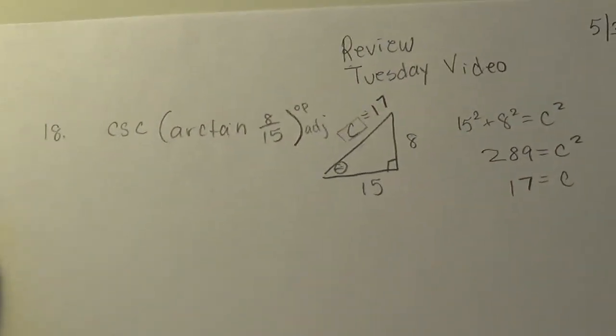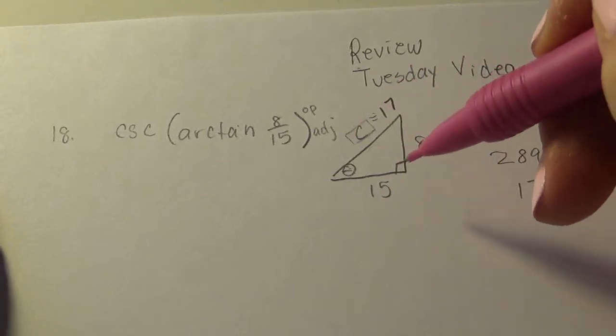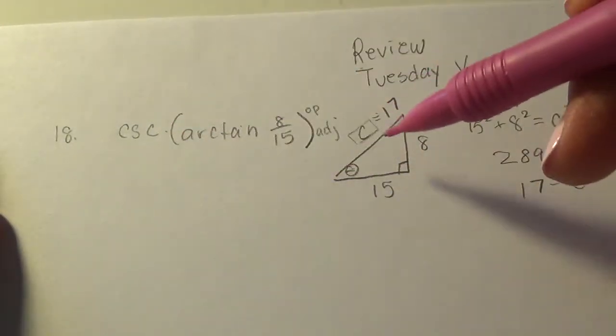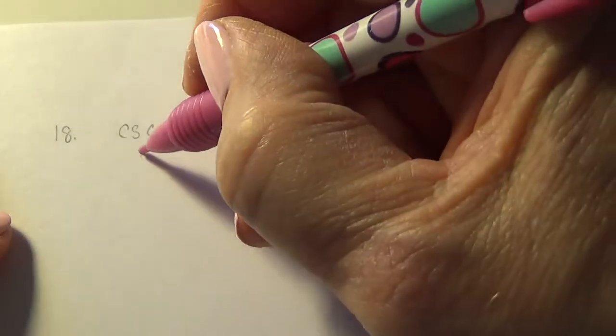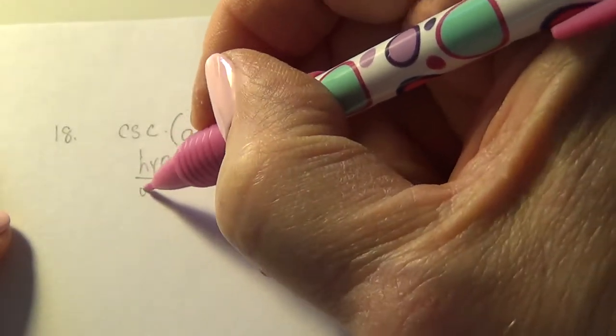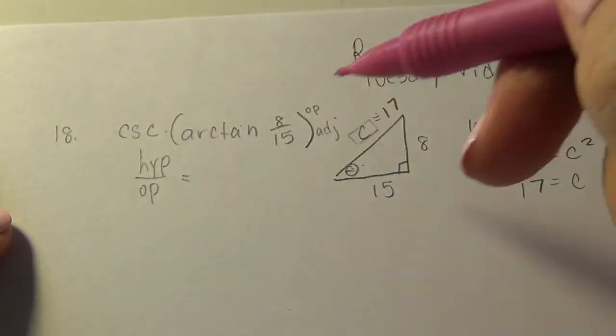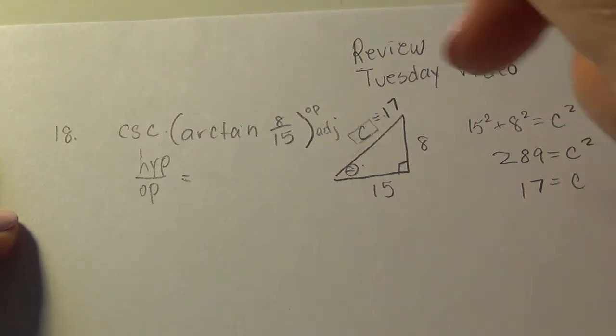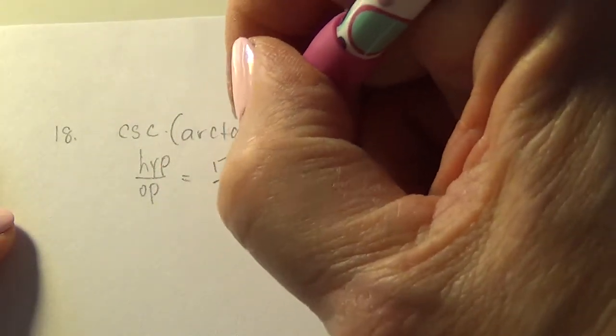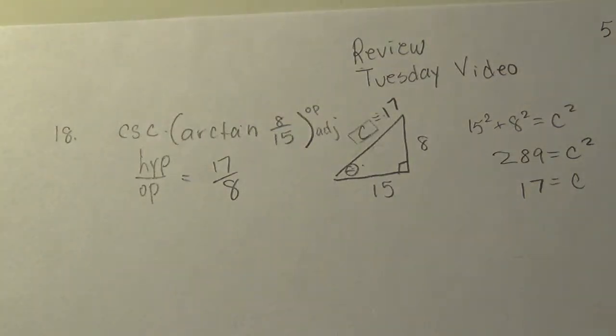Now I have this triangle completed, and I want the cosecant of this angle in this triangle. Cosecant is hypotenuse over opposite. It's the flip of sine. So we're going to grab the hypotenuse over side opposite, 17/8. Alright, 17/8 is that answer. This is number 18. If you were following in your comp book, you might not be at number 18. We were one off because I had accidentally skipped one.